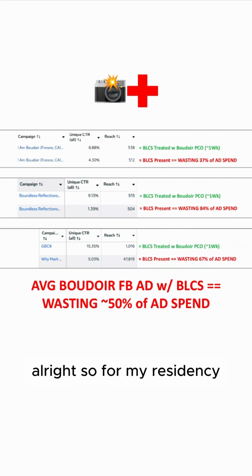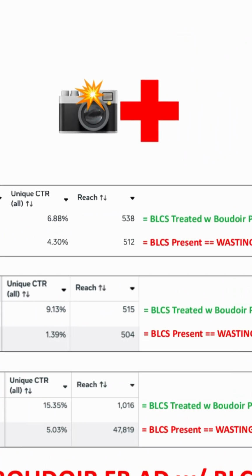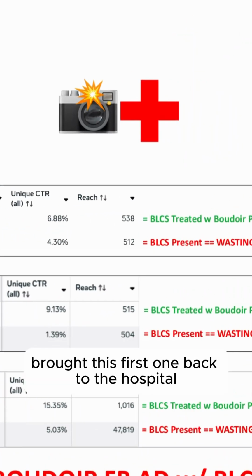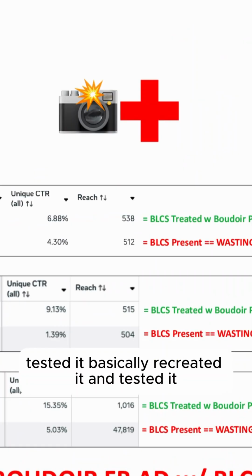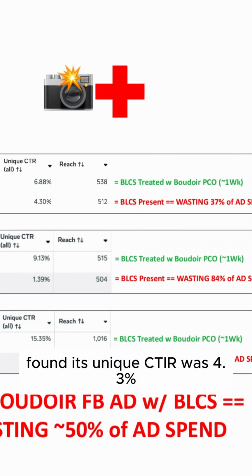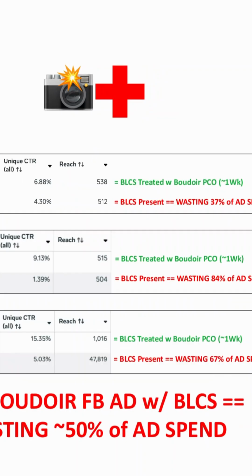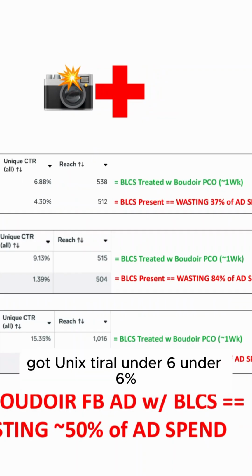All right, so for my residency, went out there and found some Boudoir Facebook ads out in the wild. Brought this first one back to the hospital, tested it, basically recreated it and tested it. Found its unique CTR was 4.3%. So that, okay, BLCS is present. Got unique CTR under 6%.